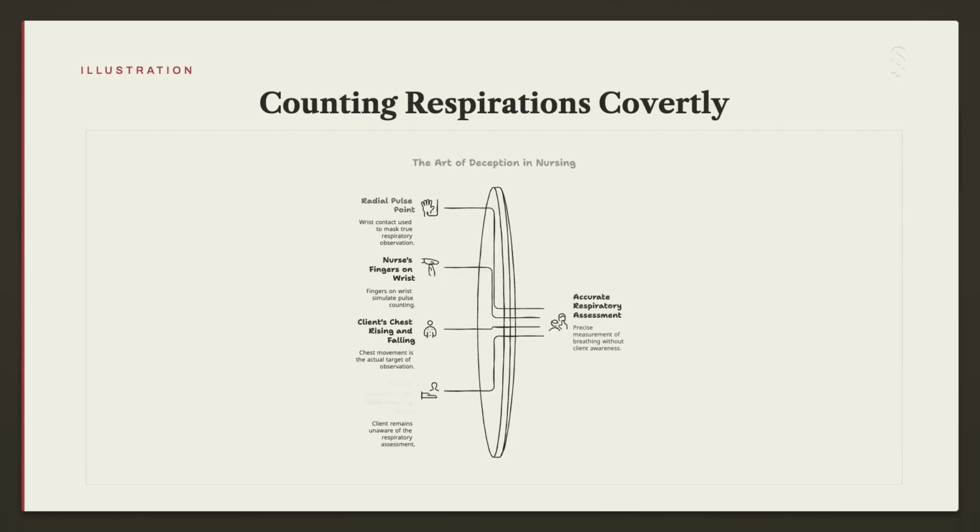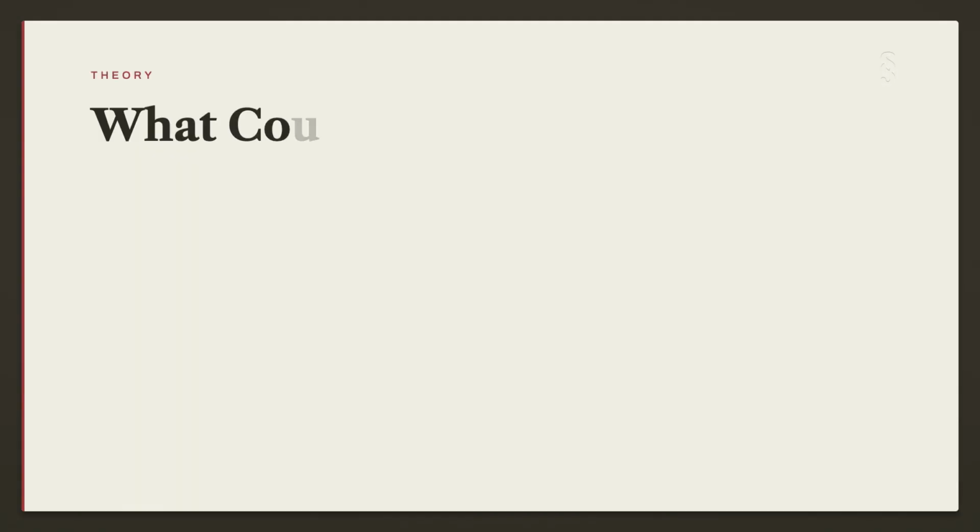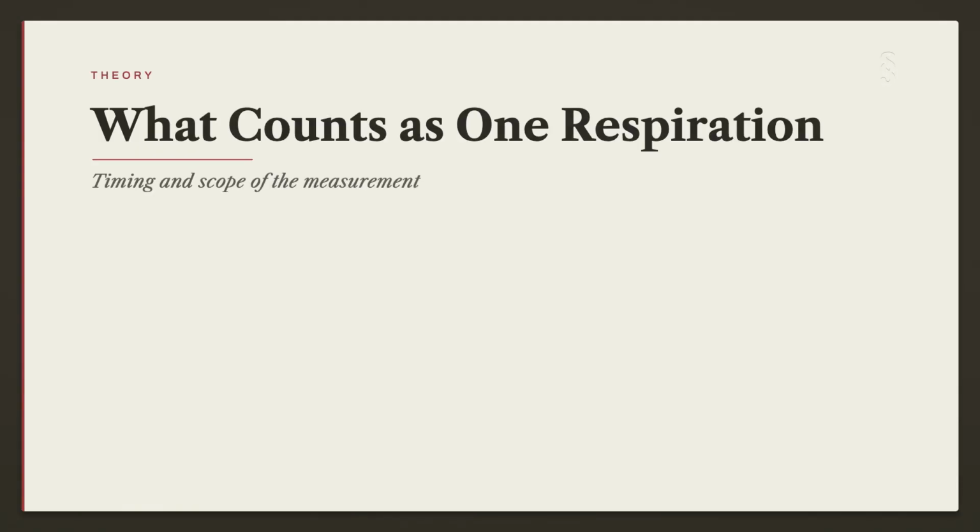The workaround is simple. The nurse keeps fingers on the wrist right after counting the pulse, appearing to still count it, while actually watching or feeling the chest rise and fall. Resting the client's arm across the chest makes each breath easier to feel. One respiration means a full cycle of breathing in and out together, not each phase counted separately.